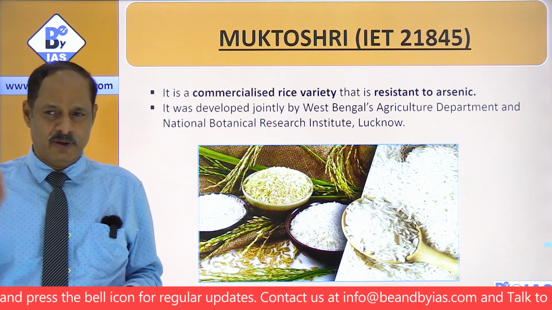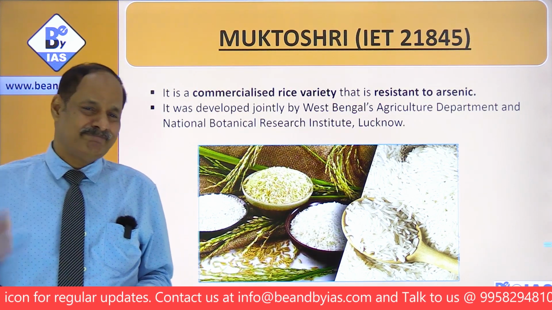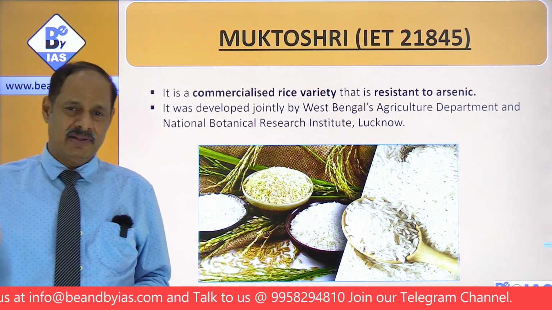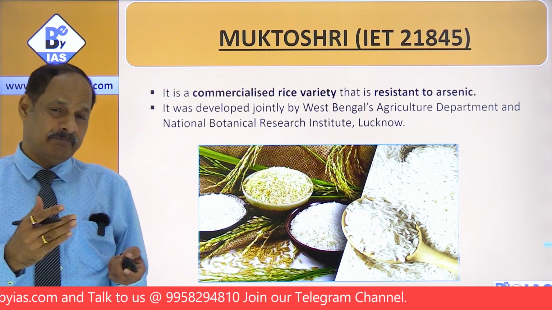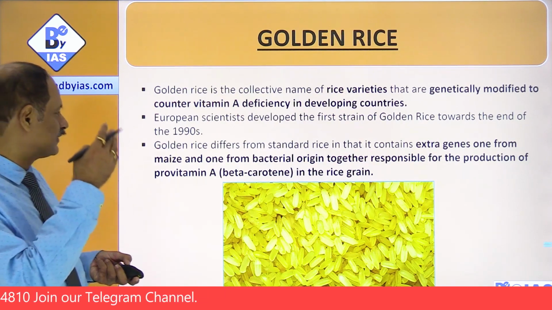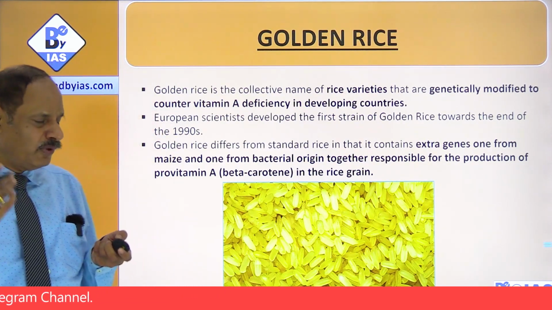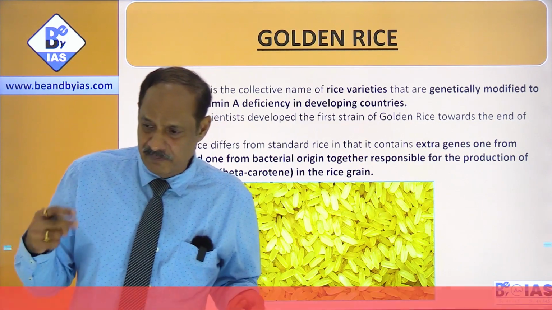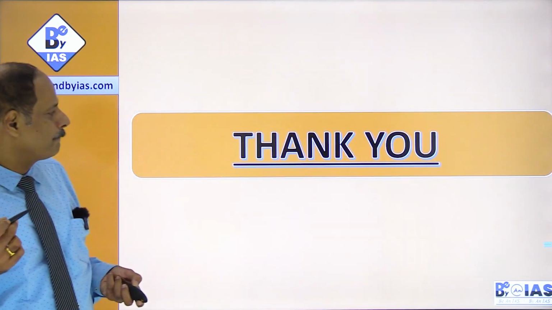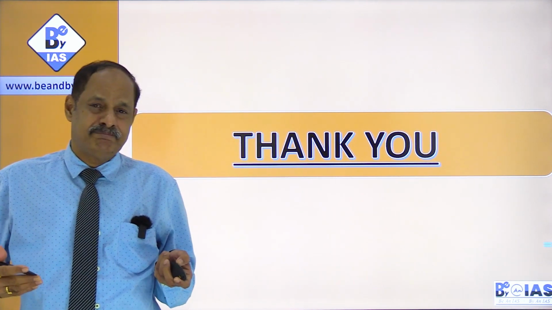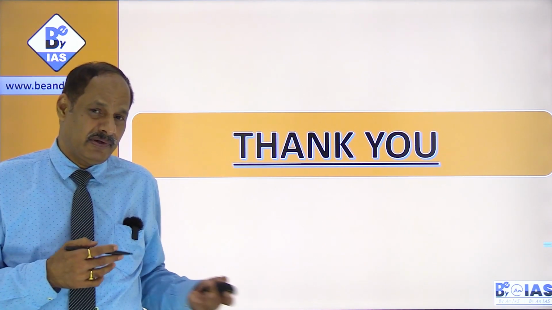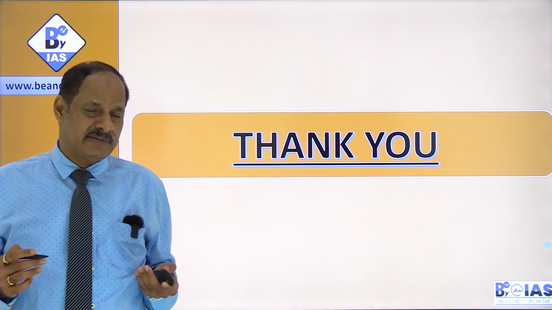They may just give you in the objective what the types of rice are. You have golden rice and all that, and then you should know which is resistant to what. The golden rice is genetically modified to counter vitamin A deficiency. You can see this as the golden rice. So that's all in this particular part on the health aspect of science and technology.